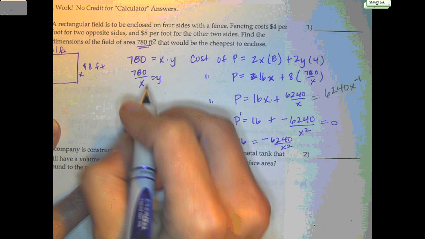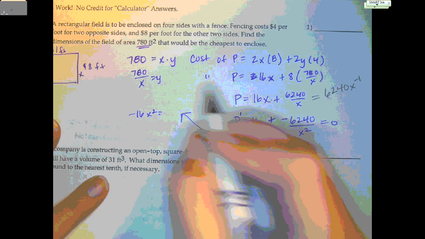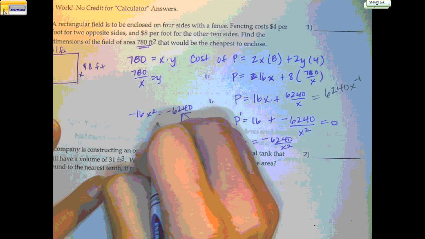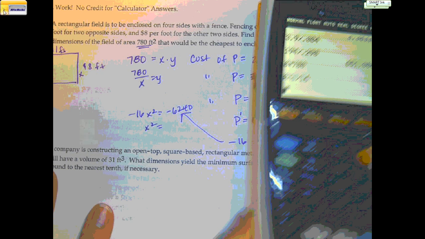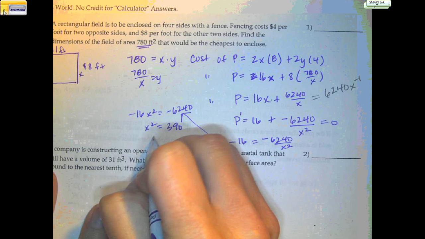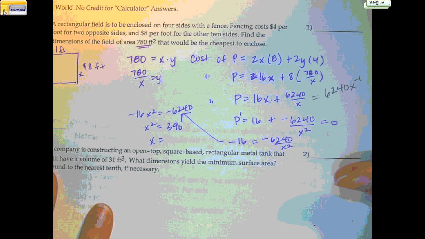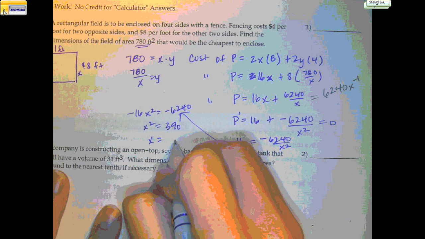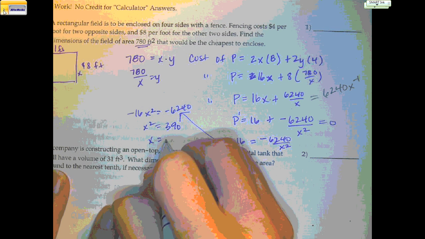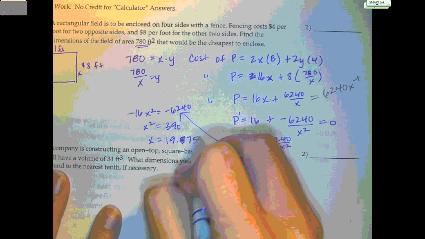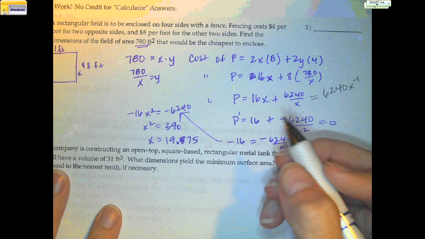Multiply both sides by x squared. Divide both sides by negative 16. We get 390. Square root. We only care about the positive because distance or length has to be positive. And that's 19.75, and that's in feet.